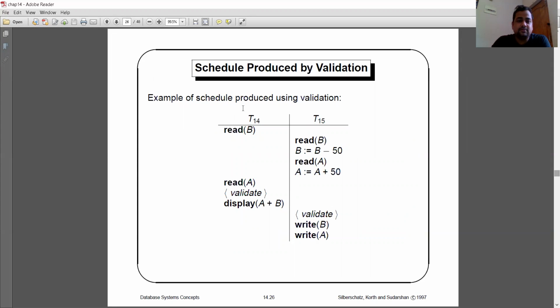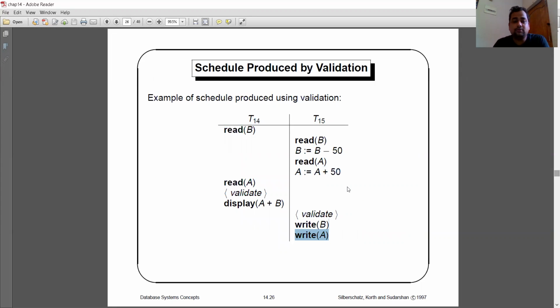Now you can check this example. It is called a schedule due to validation. Let there be two transactions, T14 and T15. T14 will perform the read of B. Then T15 will perform the read of B, perform any update operation, and read of A. Then at that point you have to perform a validate operation. Once you perform the validate operation, you can display A and B. Then the write operations on B as well as on A can be performed.